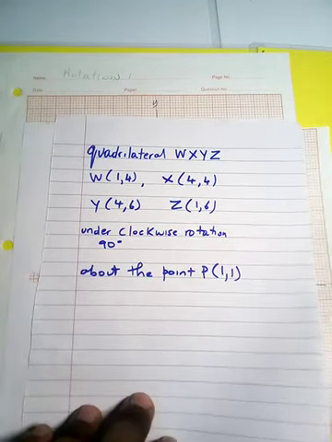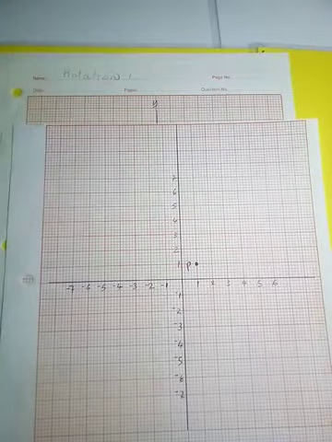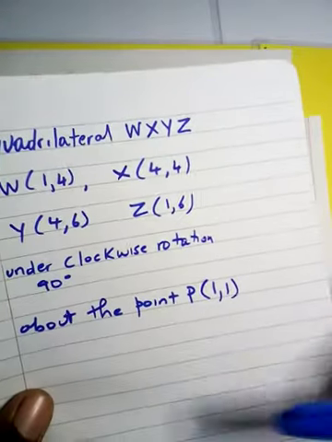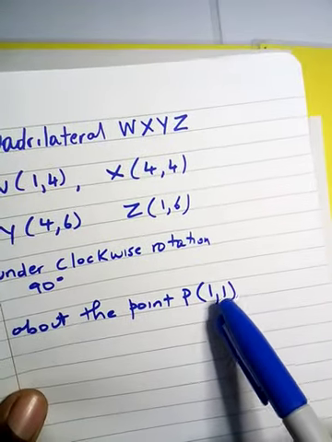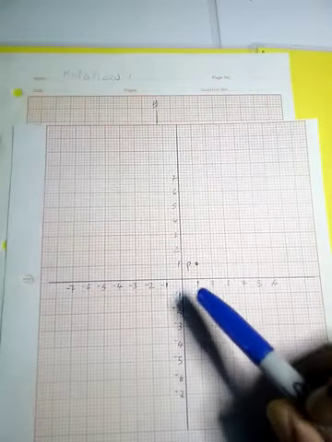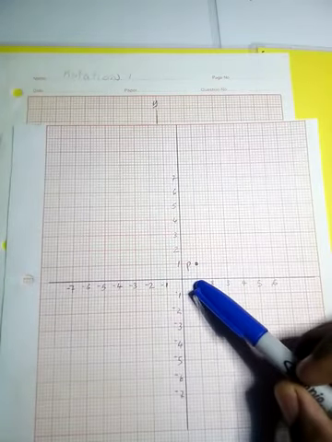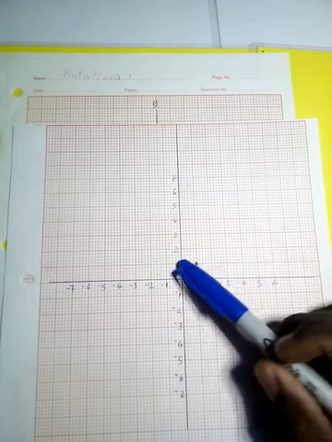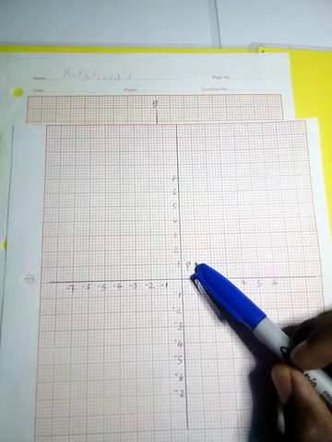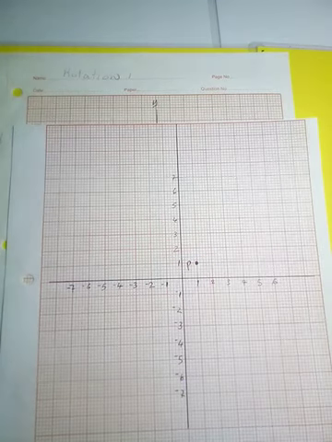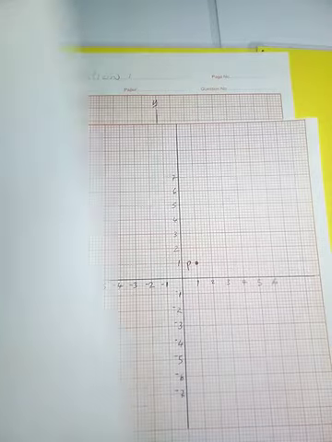Okay? All right, our point of rotation is 1, 1, point P. So here we have already done our point of rotation, 1, 1, and that's P. Now let's draw our other points. Let's draw the quadrilateral W, X, Y, Z.